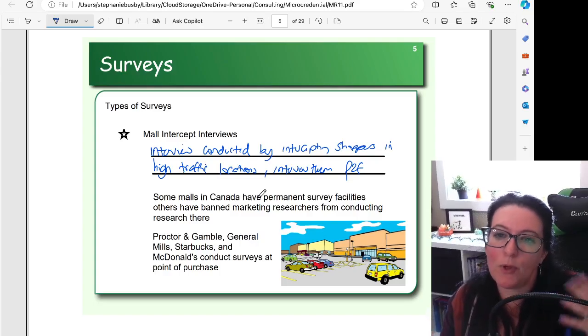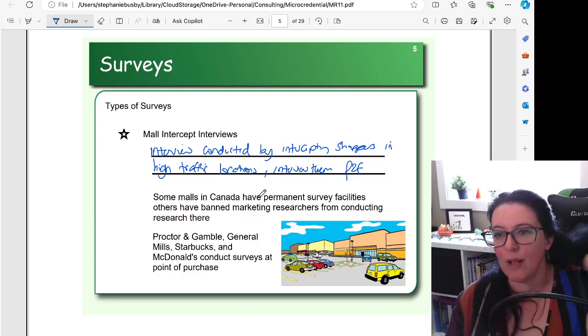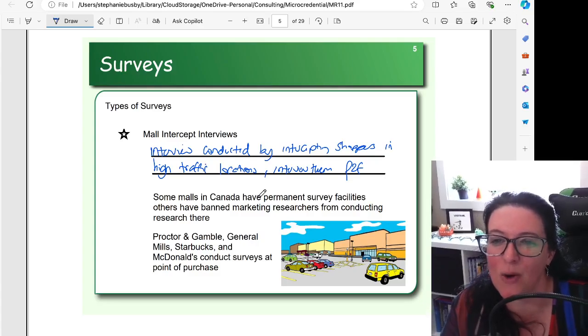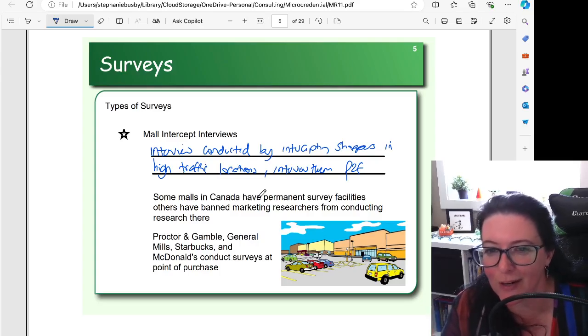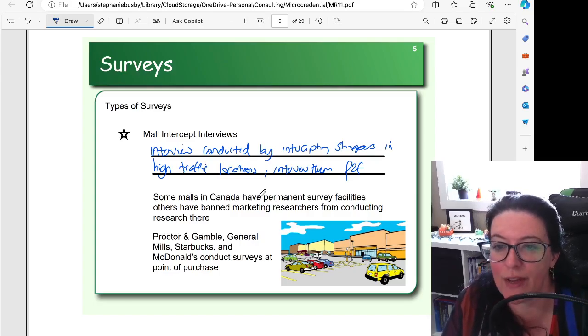So Procter & Gamble, General Mills, Starbucks, McDonald's, they often conduct surveys at the point of purchase. Now, right, you're here, you're buying our product, fill out a quick survey, provide us quick information related to it because you happen to be here where you're getting the product. Some malls have permanent survey facilities, right?